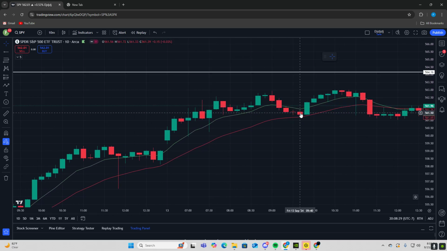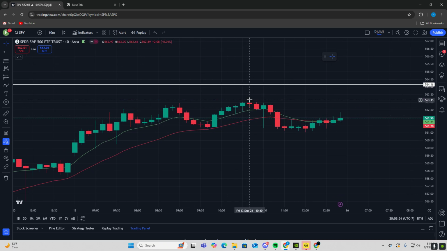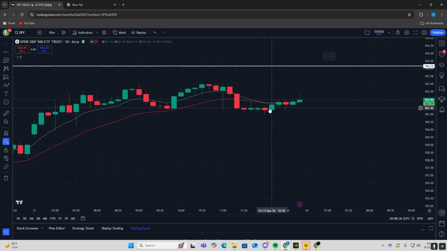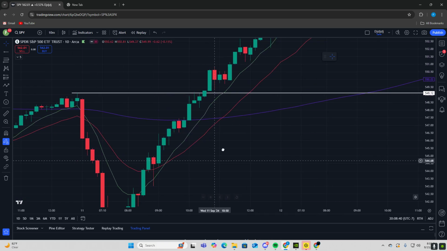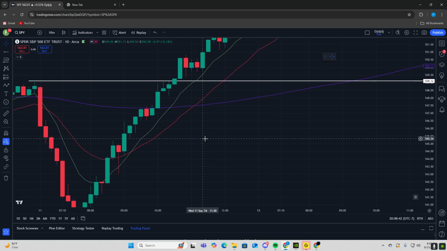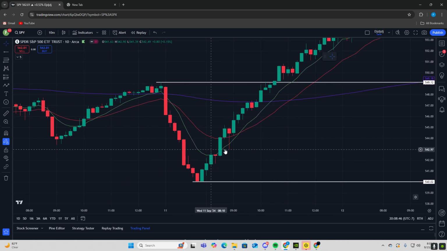Right here, price gets weaker. Right here, we were trying to cross, but price kept going up. And right here, this is where we actually crossed, and right here, we're just neutral. So that's the way you could use these EMAs, but I use EMAs as a confluence, as another way to take my trade.